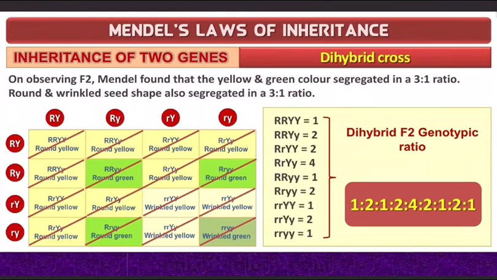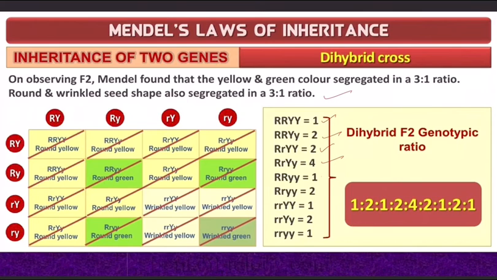This ratio can be derived as a combination series of 3 yellow to 1 green with 3 round to 1 wrinkled. So 3:1 into 3:1 gives 9:3:3:1. This is the universal structure. On observing F2, Mendel found that yellow-green color segregated in a 3:1 ratio, round wrinkled seed shape also segregated in a 3:1 ratio. Okay, as far as phenotype is concerned, right, fine, 9:3:3:1.